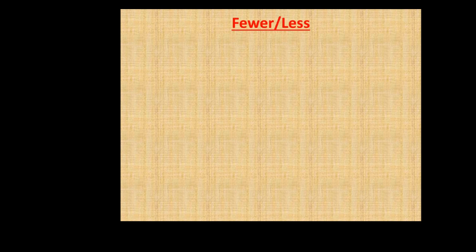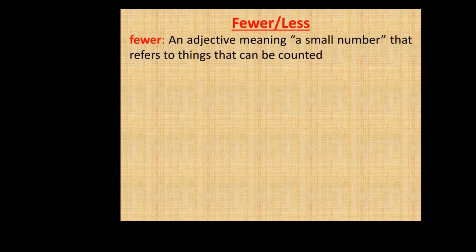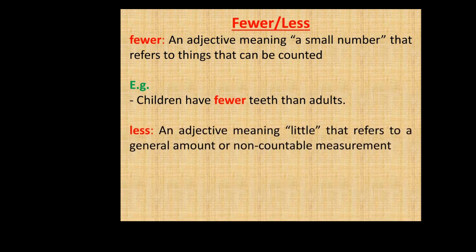Fewer and less. Fewer tells us that we have a small number of something. That's why fewer, as an adjective, tells us about countable nouns. Children have fewer teeth than adults. But less has the same meaning as little. And less tells us about a quantity, so we are talking here about an uncountable noun or something that we can't count. I prefer less salt on my popcorn.